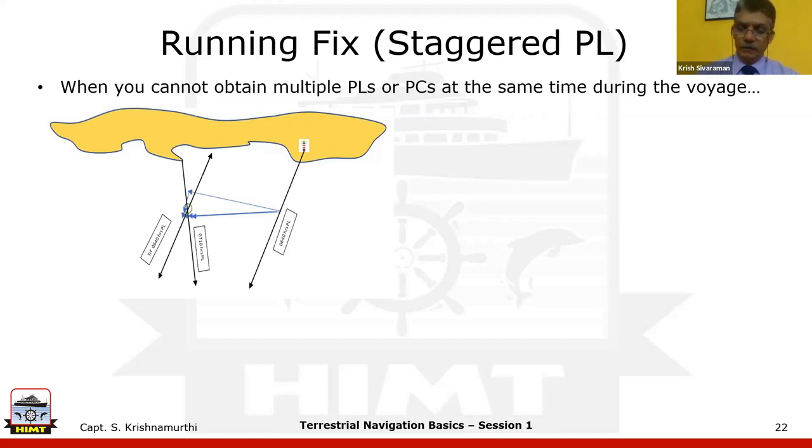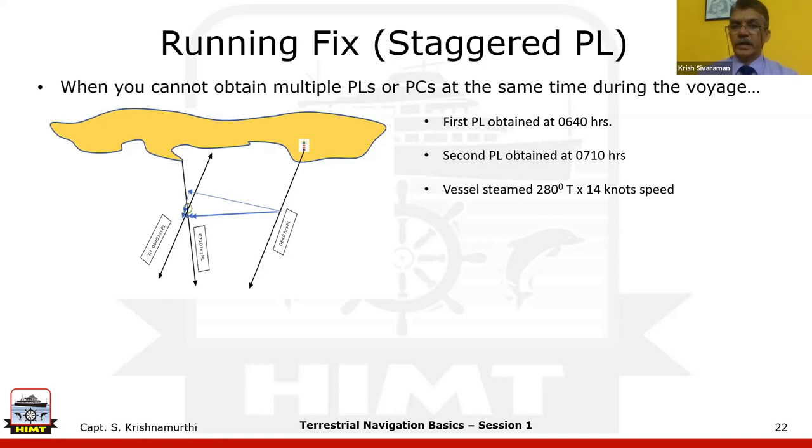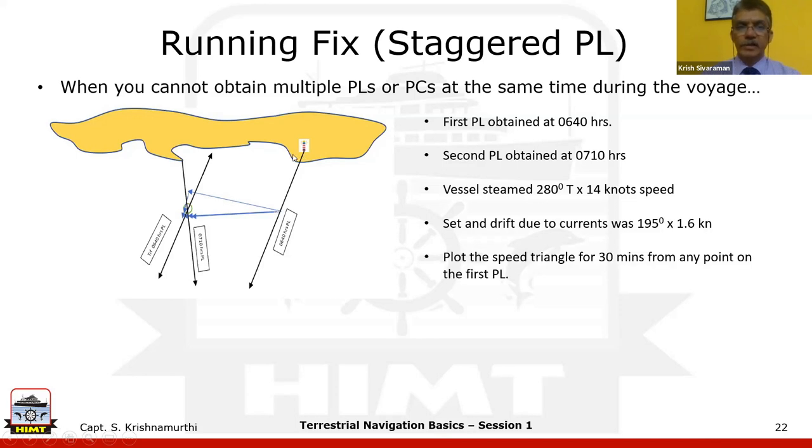Okay. So, the way to do this is, the first PL obtained at 0640 and the second one at 0710. We know that the vessel is steaming 280 true at 14 knots, and let us say we add a set and drift to that, and you say 196. So, that is a speed triangle that you're seeing here. You select any point on the first position line, and run your speed triangle through that. This is your course steered and ship speed or engine speed, and this is your set and drift for half an hour, and this is your course made good or the ground vector. And if you were really here, then you would be there.